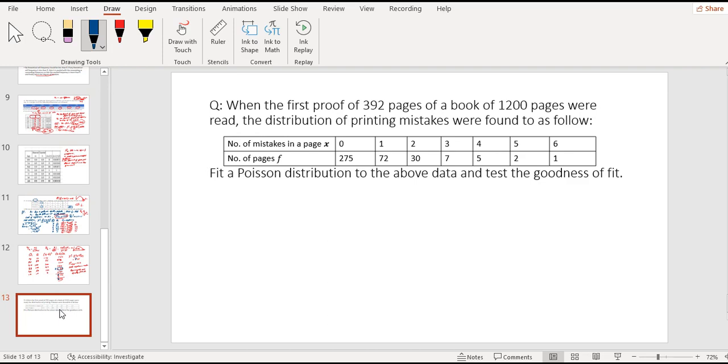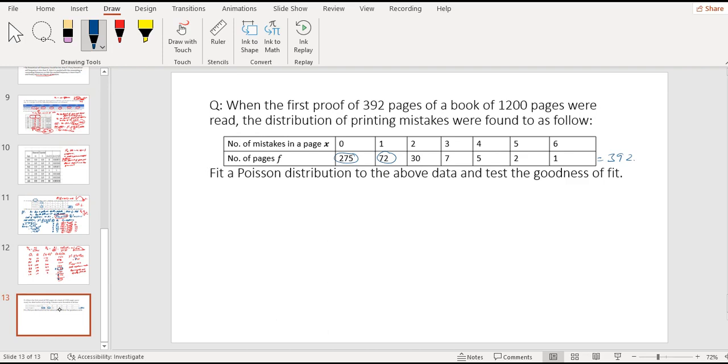So we are given the observed frequency: in how many pages we have 0 mistakes, how many pages have 1 mistake, how many pages have 2 mistakes, up to 6 mistakes, and the total is 392. The question is to fit a Poisson distribution and test the goodness of fit. So we are going to calculate the expected frequency using the Poisson distribution, and we want to check whether the Poisson distribution is a good fit for this particular data or not.